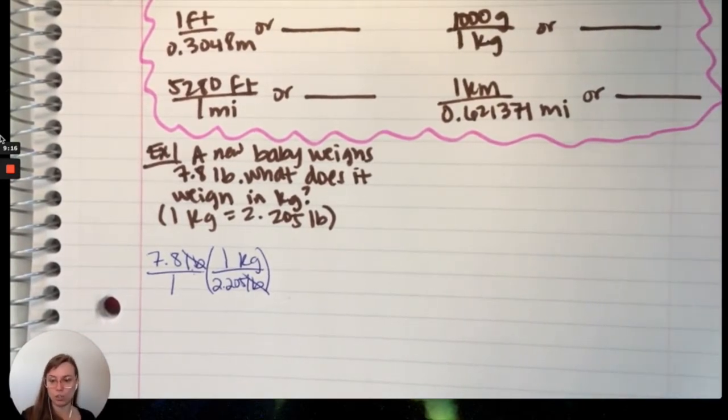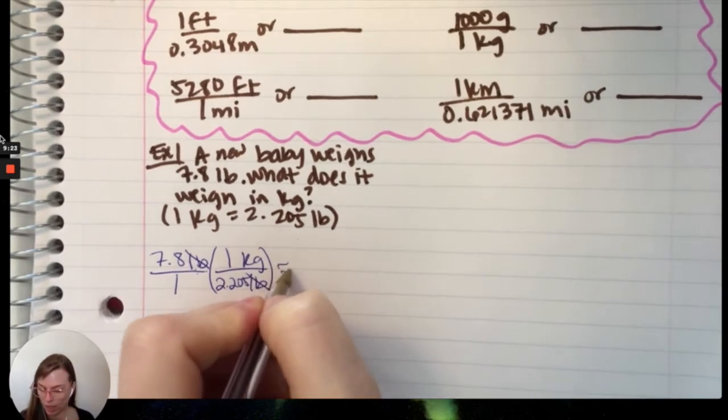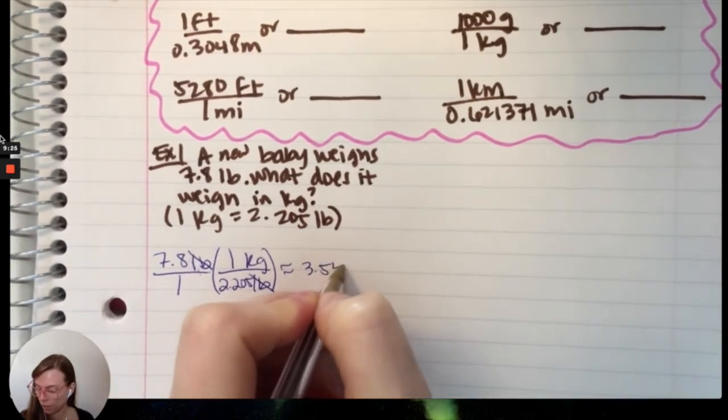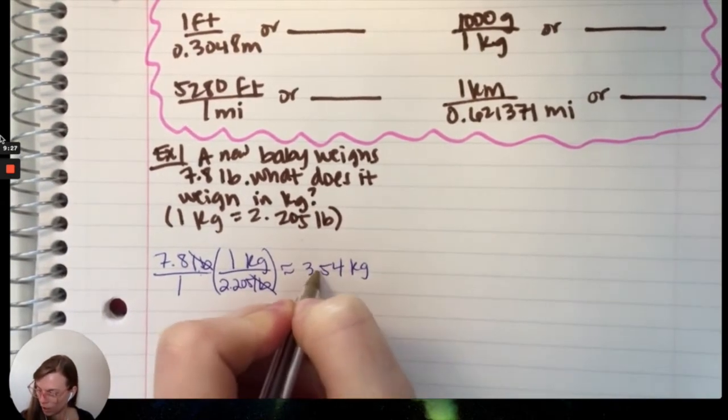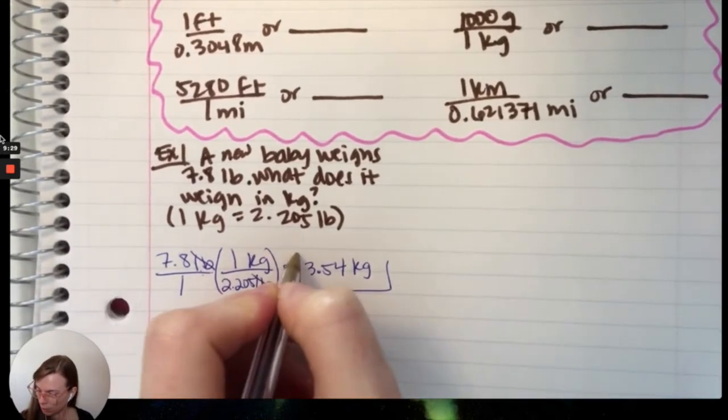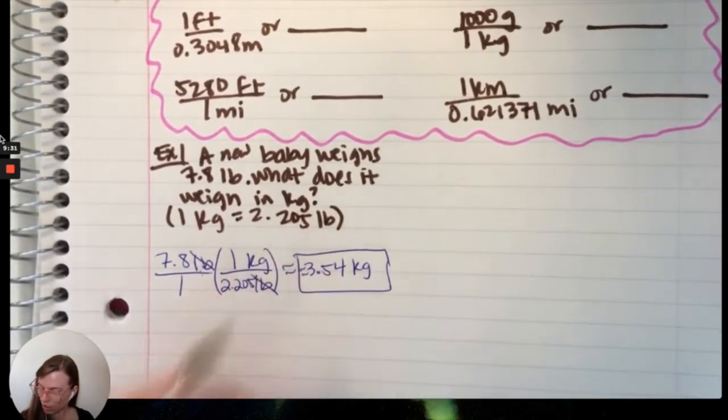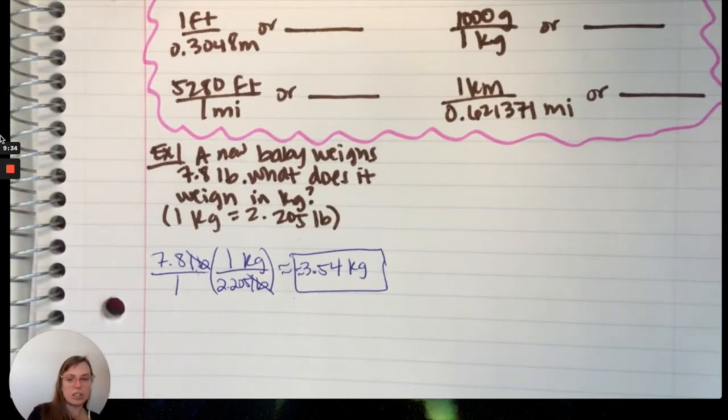So I'm going to do 7.8 and then divide by 2.205. So this is approximately 3.54 kilograms. Oop, I should have kept the approximately in there. I'll rewrite it. There we go. That's what we do. Woohoo! I'll put it up here.